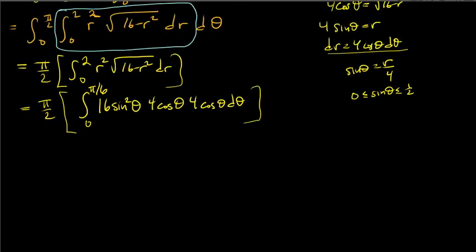Okay, well, 16 times 4 times 4, it's what, 256? So 256 over 2 is 128 pi. So now we got it down to this integral, sine squared times cosine squared. Well, that does not look a whole lot easier.